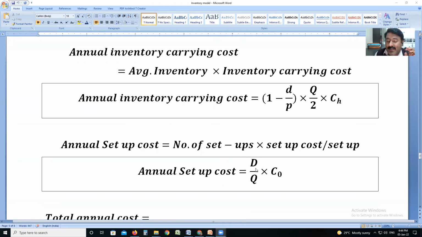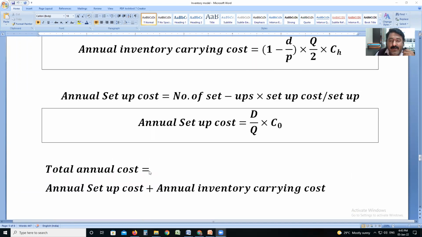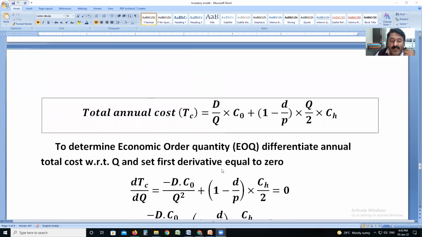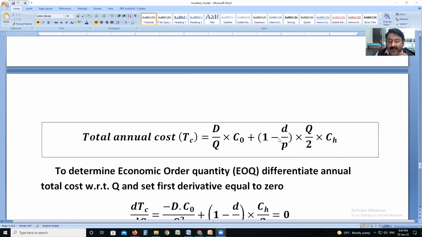So like this, what is the demand? 1000. What is the quantity? 100. Just for understanding purpose. Into setup cost. If there is a cost of 70 rupees, you will get 1000 divided by 100, 10 into 70, you will get 700 as the answer. And total cost is annual setup plus annual inventory carrying. So we will combine these two formulas. Total annual cost is equal to D by Q into CO. This is your annual setup cost and this is your annual inventory carrying cost.